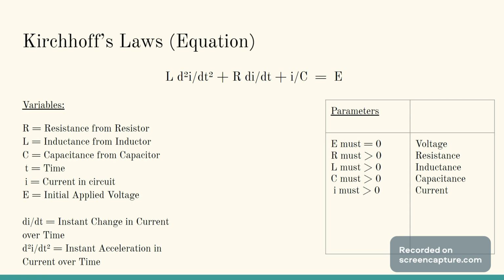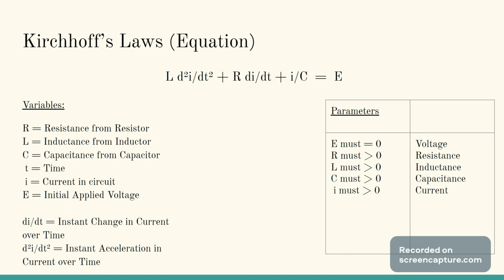where on the left you can see the variables, where R is the resistance from the resistor, L is the inductance from the inductor, C is the capacitance from the capacitor, t is time, I is the current in the circuit, and E is the initial applied voltage, while dI/dt is the instant change in the current over time, and d²I/dt² is the instant acceleration in current over time.